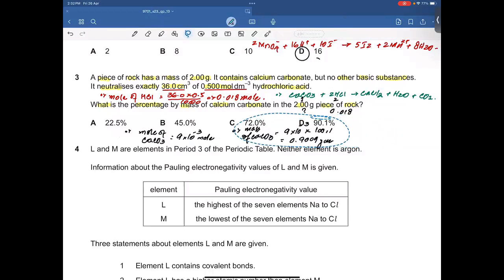So I've got the mass of calcium carbonate. Now in order to find the percentage, I have mass of calcium carbonate 0.9009. I've got the mass of sample, which was 2 gram. To get the percentage, divided by 2 into 100, it's going to be 45.045%. So 45.0%, I mean B is going to be the right answer. All right.